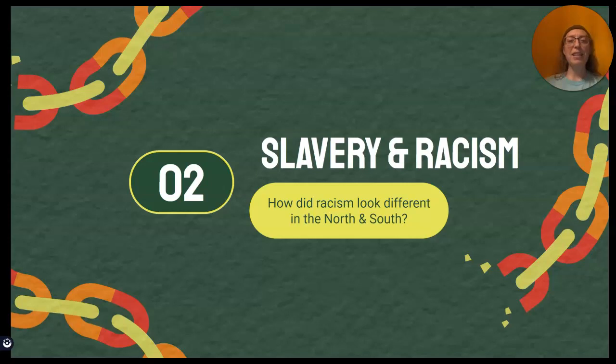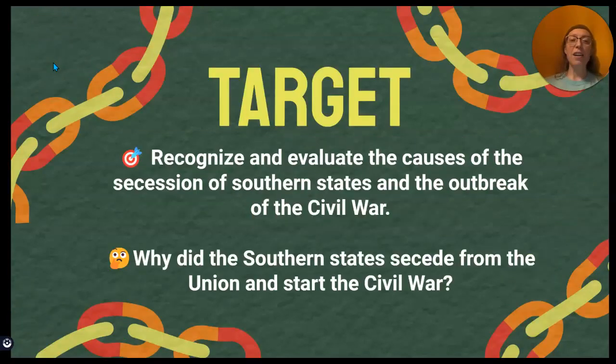This video extends our lesson on slavery and racism from the textbook to help you get a 4 on our target. We're going to make some connections to today. Our target is to recognize and evaluate the causes of the secession of Southern states and the outbreak of the Civil War. We're looking at why the Southern states seceded from the Union and started the Civil War.